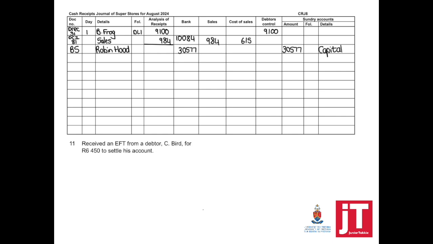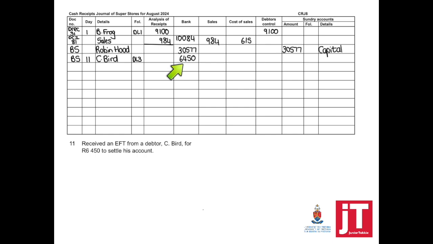Next transaction, day 11, received an EFT from a debtor, Seabird, for 6,450 to settle his account. To settle his account means that he paid it in full. So now they provided you with the figure, so there's no calculation involved. My source document, bank statement, from who did we receive the money? Seabird. How much did we receive?